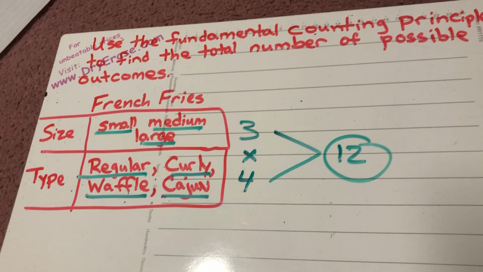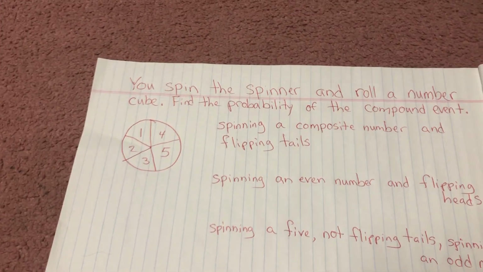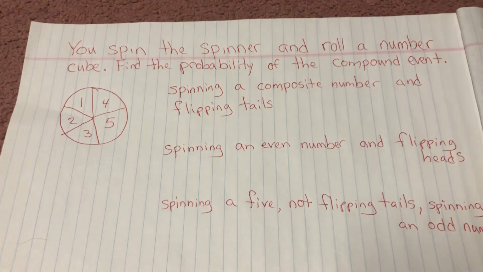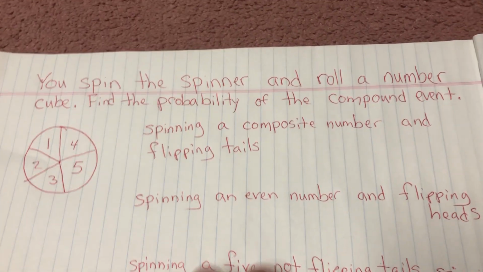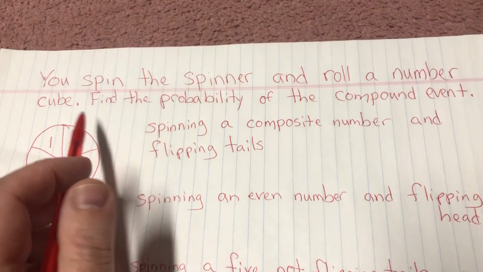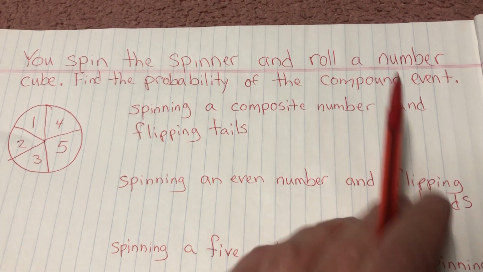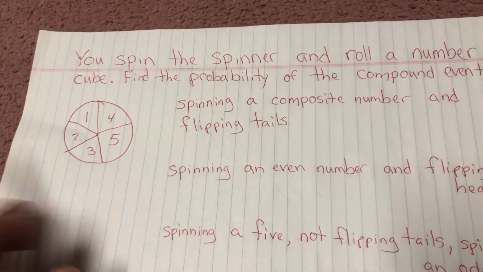All right, the last part, and we're going to pull out my paper here, as once again we're out of boardroom. This is finding the probability of a compound event. And by a compound event, I mean there's separate things happening, multiple things happening. So here's what the directions say. And we've got 3 examples that we're going to look at. It says you spin the spinner and roll a number cube. Find the probability of the compound event. So this is what you're doing. You're spinning the spinner right here.